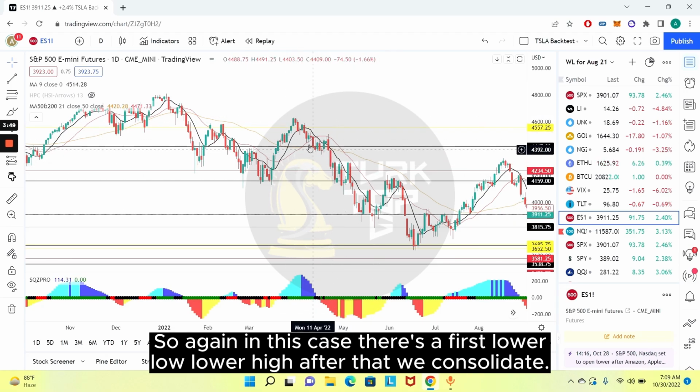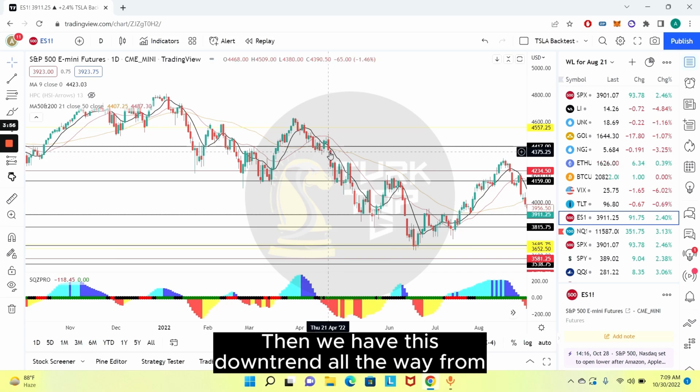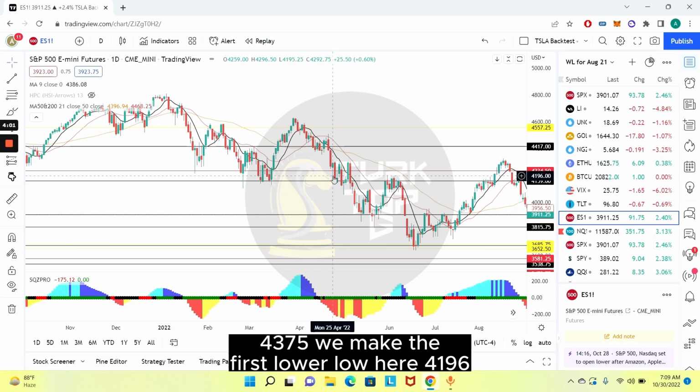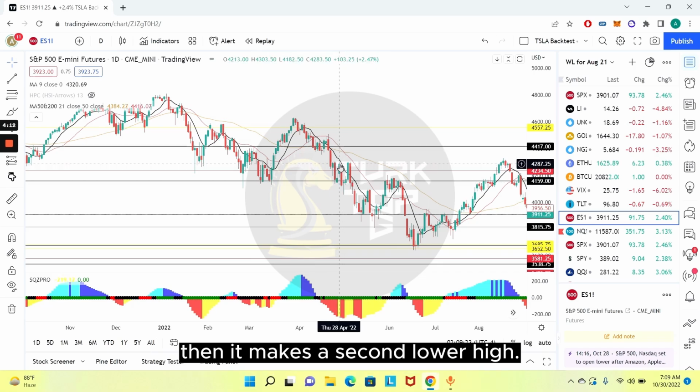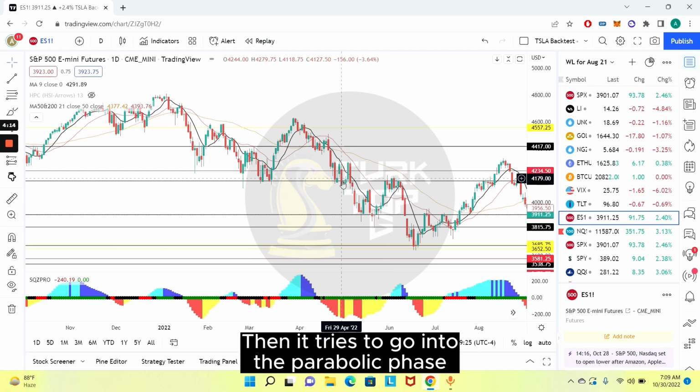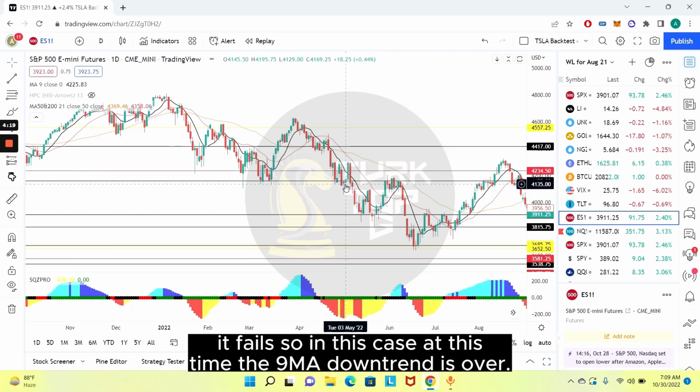So, okay, in this case, the first lower low, lower high. After that, we consolidate. Then we have this downtrend all the way from 4375. We make the first lower low here, 4196. First lower high around 4300. Then price goes back, makes a second lower low. Then it makes a second lower high. Then it tries to go into the parabolic phase. It fails. So at this time, the 9MA downtrend is over.